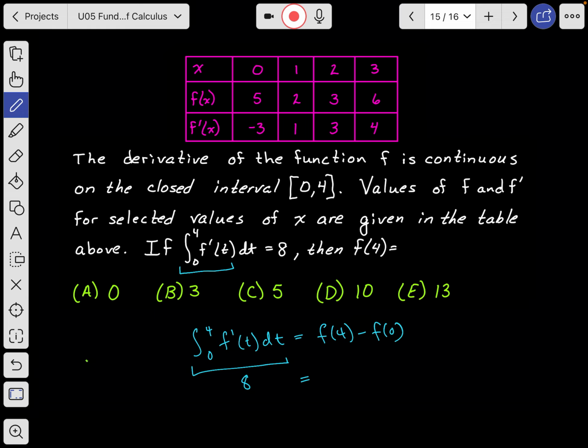I don't know what f of 4 is because that's not on my table, but I do know what f of 0 is, and f of 0 is 5. That comes straight from your table. So f of 4 is going to be 8 plus 5, which is 13.